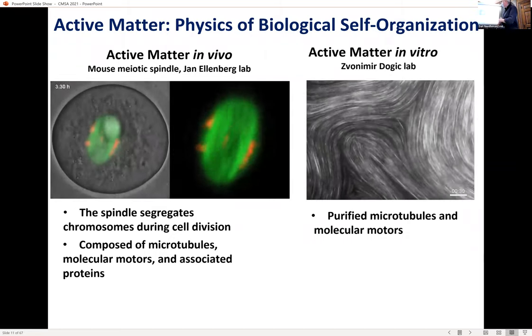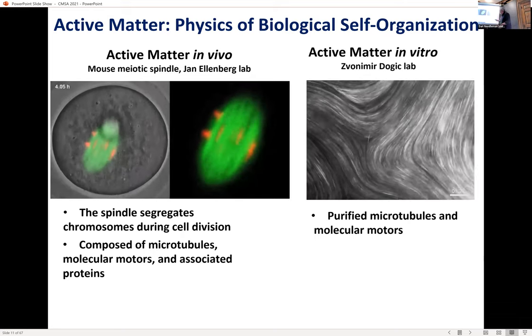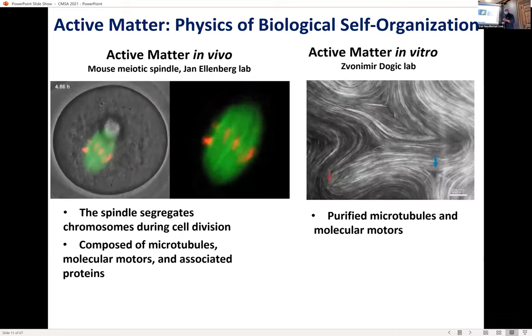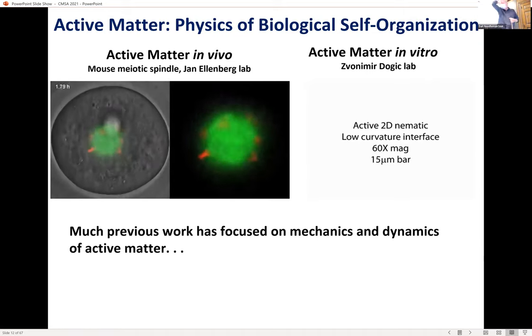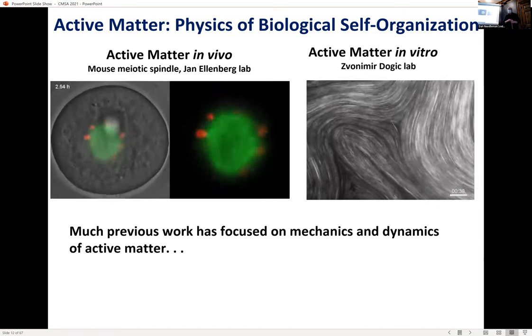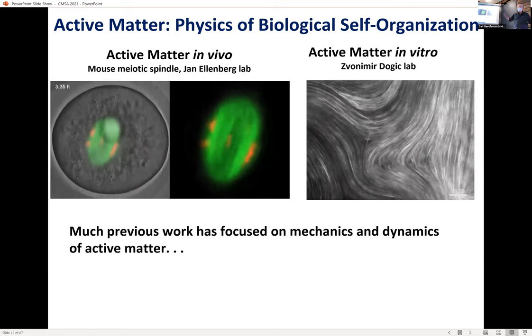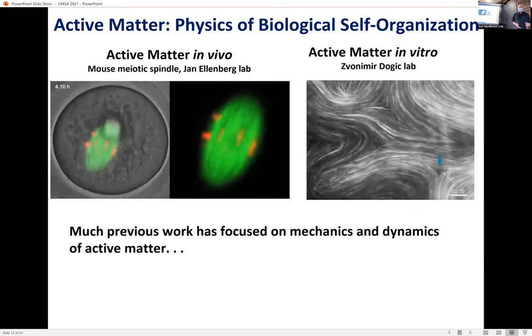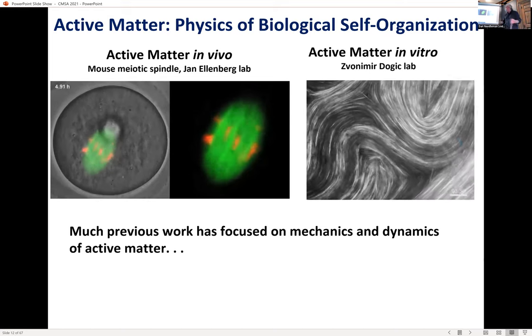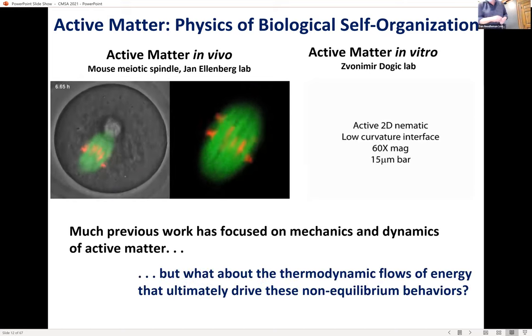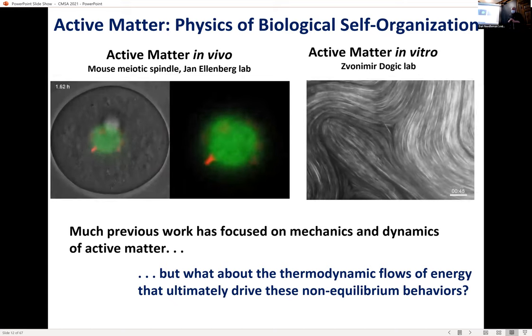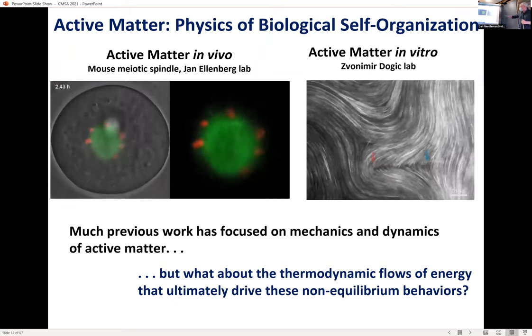In my own group, we mostly do work in vivo, but we also do some amount of work in vitro. We and many other people have largely focused on understanding the mechanics and dynamics of these types of systems. That's obviously very interesting and important, but it's also really interesting and important to think about the thermodynamic flows of energy that ultimately drive all these non-equilibrium behaviors.